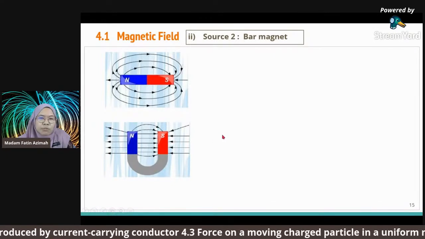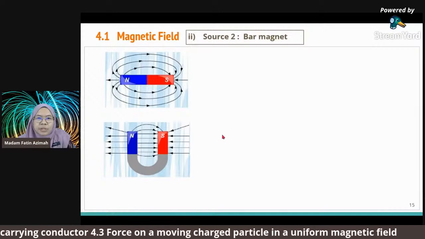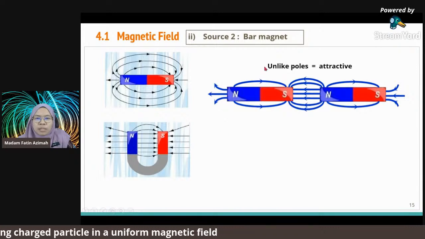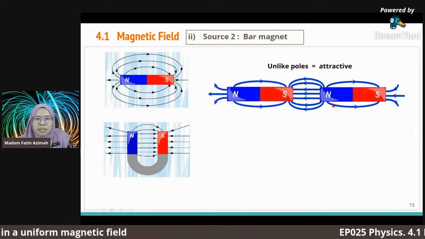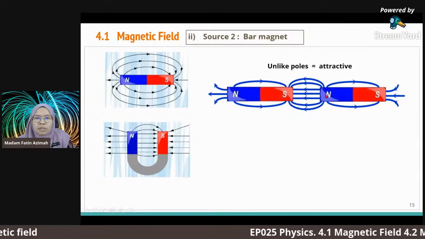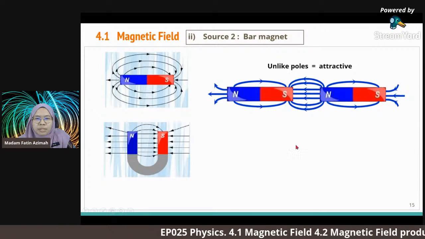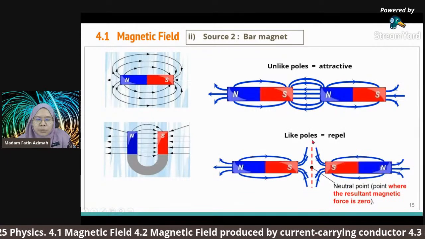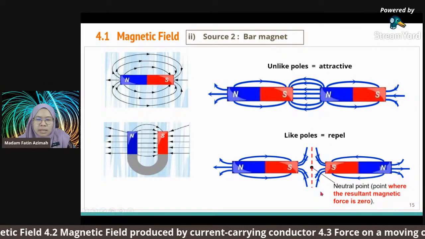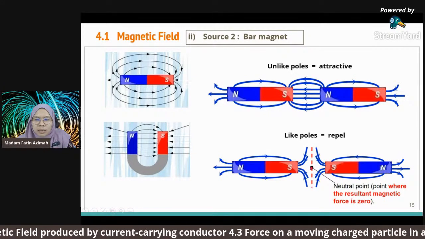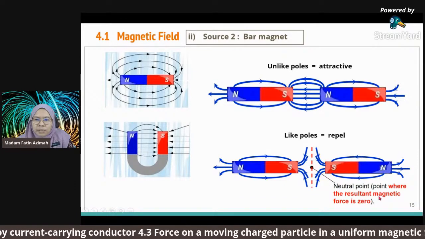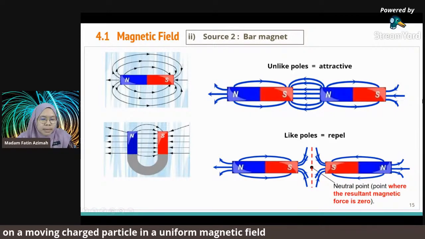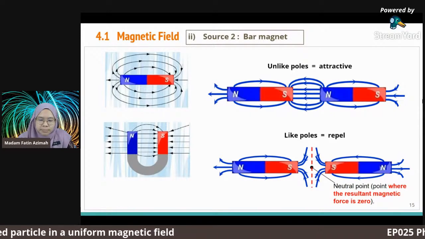But what if we have two bar magnets experiencing attractive force? This is the pattern of magnetic field around the two magnets. The lines are leaving the north and going to the south. For repulsive force, this is the pattern. We can see the lines are repelling each other, and that will cause a neutral point where the resultant magnetic force is zero. So these are the patterns for bar magnets.